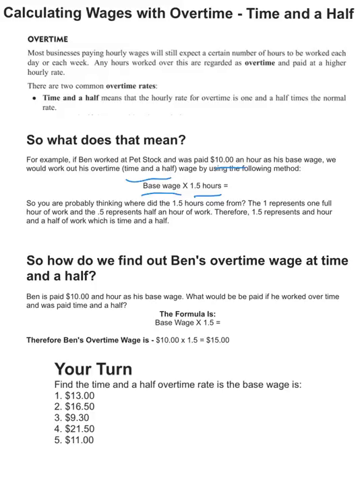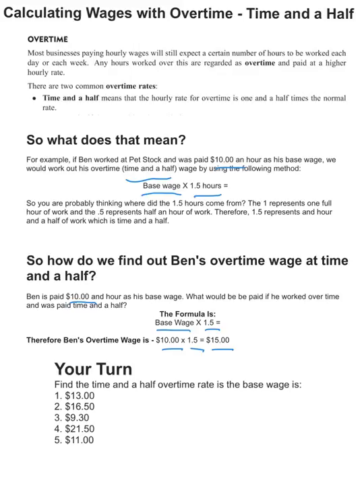So how do we find out Ben's overtime wage at time and a half? We know that Ben is paid $10 an hour as his base wage. So the formula that we would use is the one below. We would times his base wage by 1.5. So therefore, Ben's overtime wage is $10 times 1.5, which gives us a total of $15.